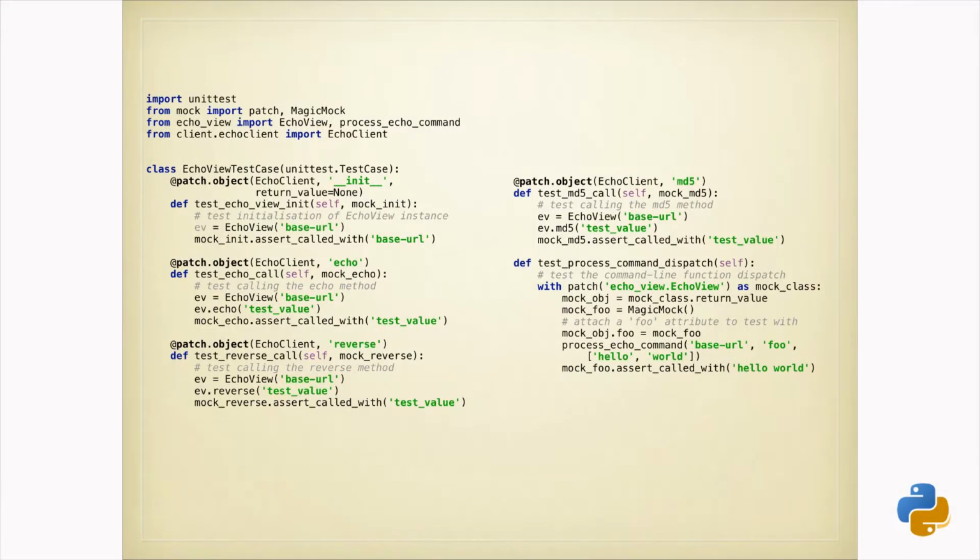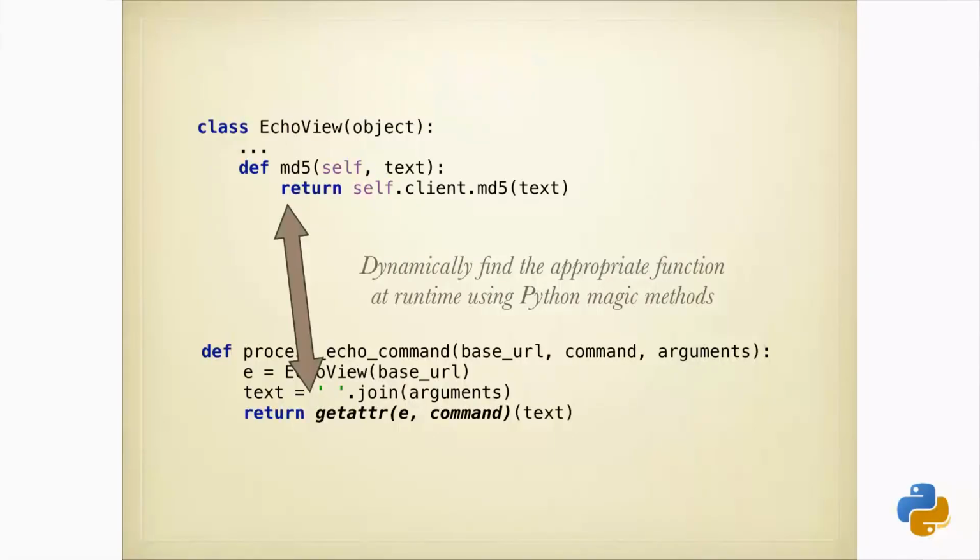So once again, we've got some test cases. We're testing our 3 endpoints. And in this case, we also need to test our process echo command, our dynamic dispatch function. Our 3 endpoint functions are quite similar, and I won't go into that. It's quite similar to what we've already done. But the interesting thing is, how do we actually call the right function based on a string?